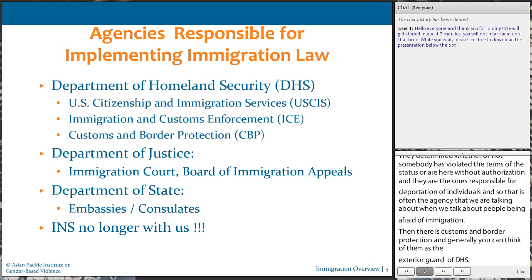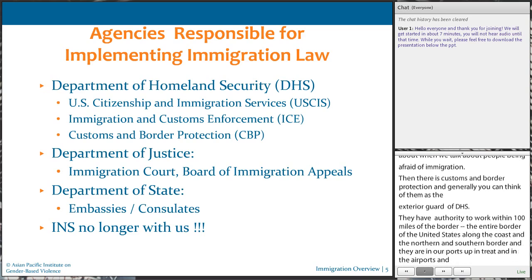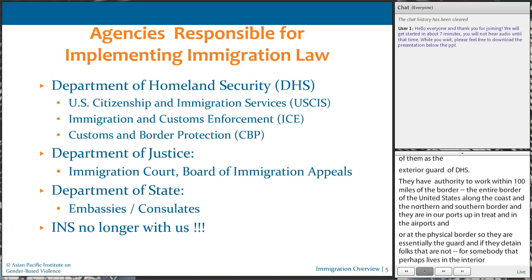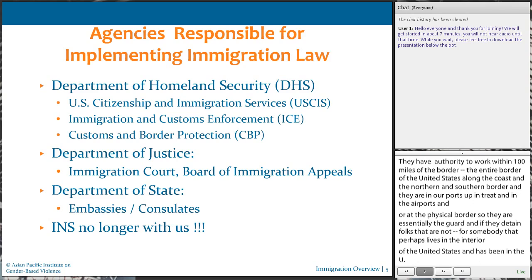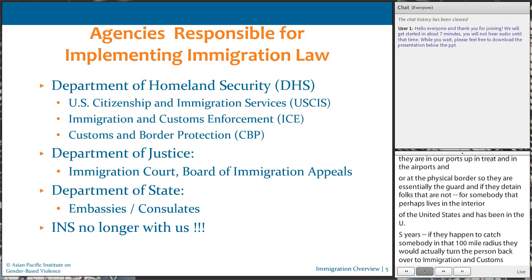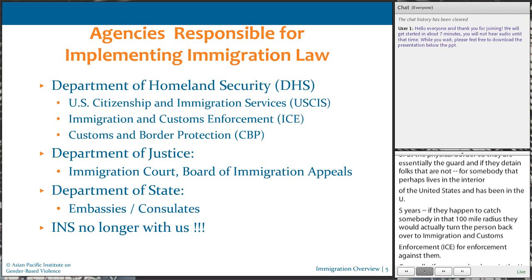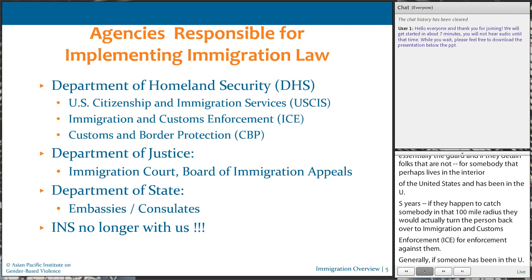And so if they detain somebody that's perhaps lived in the interior of the United States and has been in the U.S. for over 2 years, if they happen to catch somebody in that 100-mile radius, they would actually turn the person back over to ICE for enforcement action against them. And so generally, if somebody's been in the U.S. continuously for over 2 years, ICE would have authority over removing them. If the person has entered the U.S. less than 2 years ago, CBP has the authority to remove them much more quickly. And I'll talk about that more as we go along.